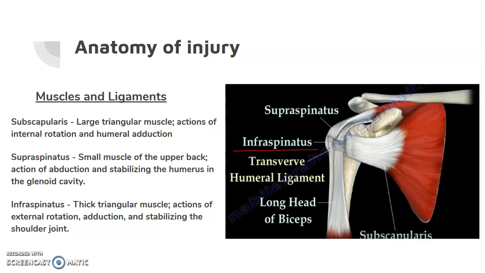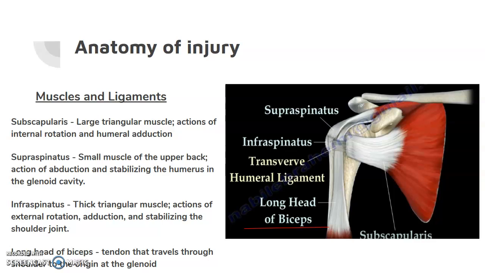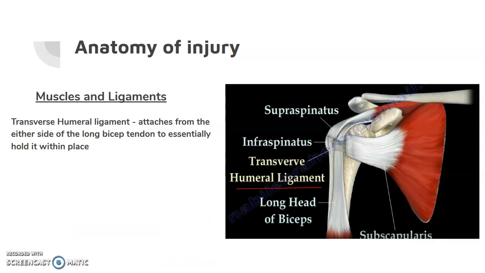The infraspinatus is a thick, large triangular muscle, and its actions are to externally rotate, adduct, and stabilize the shoulder joint. The long head of the bicep is a tendon that travels through the shoulder to the origin of the glenoid. The transverse humeral ligament is a ligament that attaches from either side of the long bicep tendon to essentially hold it in place.